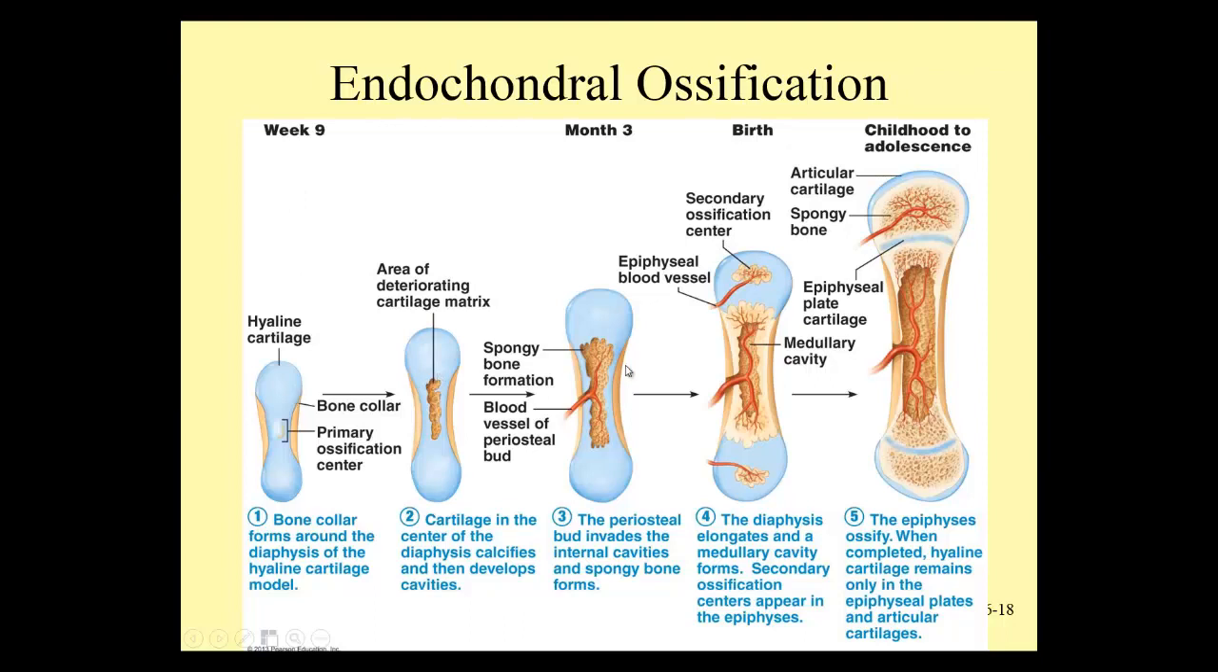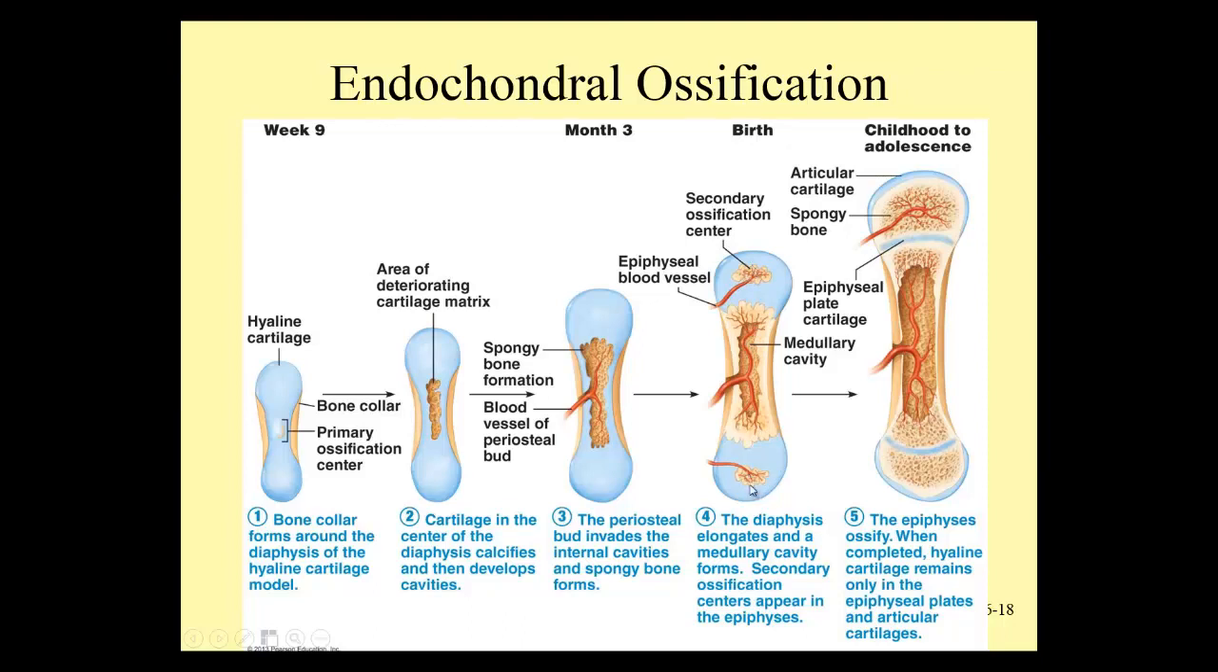So the 3rd month of pregnancy, the 3rd month of gestation, is when we see this blood vessel entering, and the skeleton is being rapidly converted to bone. So osteoblasts enter here as well as osteoclasts, and that process of laying down bone and carving down bone continues here. And then at birth we see ossification centers forming in the epiphyses.